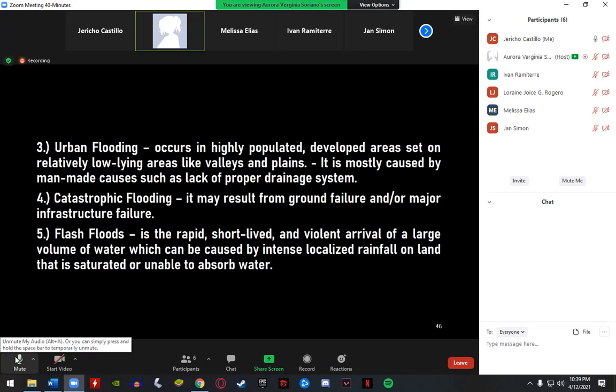So number 5, flash floods is the rapid, short-lived, and violent arrival of a large volume of water which can be caused by intense localized rainfall on land that is saturated or unable to absorb water. So ito po yung flash flood. Ito po yung mabilisang pagbaha.